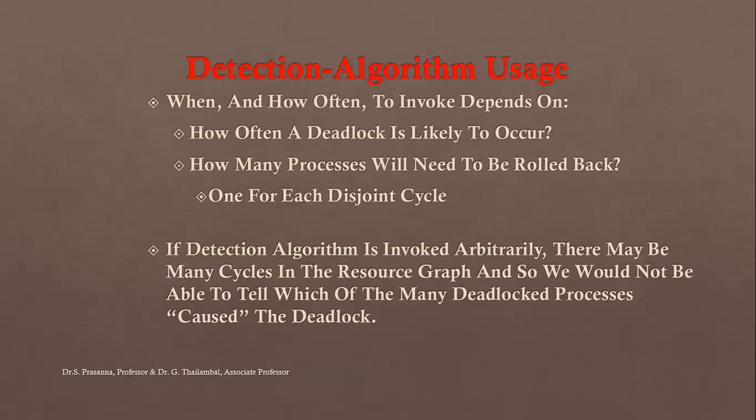Detection algorithm usage: when and how often to invoke the detection algorithm? We need to identify how often a deadlock is likely to occur, and then we can invoke the detection algorithm accordingly. How many processes will need to be rolled back? That should also be identified by the CPU. If the detection algorithm is invoked arbitrarily, there may be many cycles in the resource graph, and so we would not be able to tell which of the many deadlocked processes caused the deadlock.